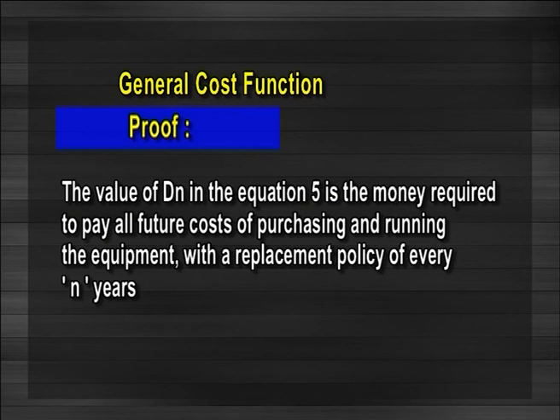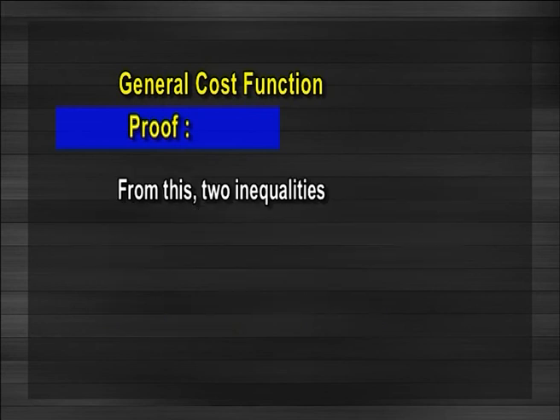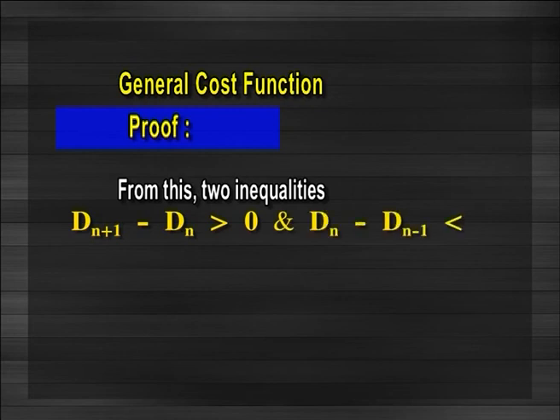The value of D of n in equation 5 is the money required to pay all future costs of purchasing and running the equipment with the replacement policy of every n years. Obviously, the minimum value of D of n will be preferred. In other words, if n is an optimal replacement interval, then D of n will be minimum because of the inequality D of n plus 1 greater than D of n less than D of n minus 1. From this, two inequalities, D of n plus 1 minus D of n greater than 0 and D of n minus D of n minus 1 less than 0, can be established.